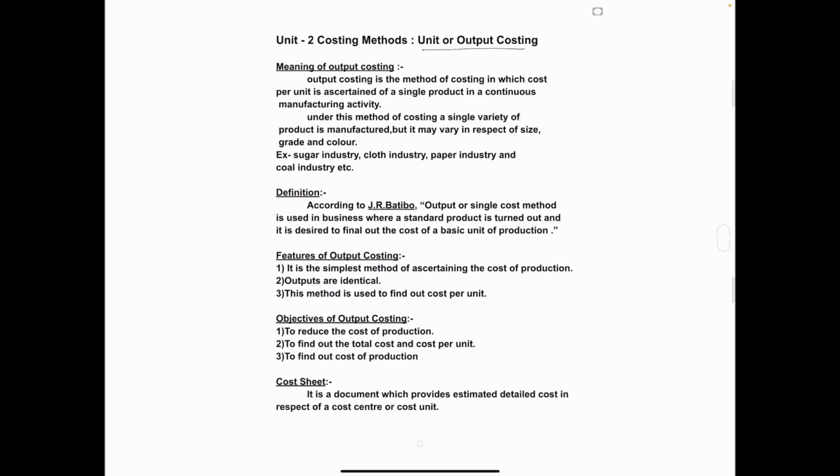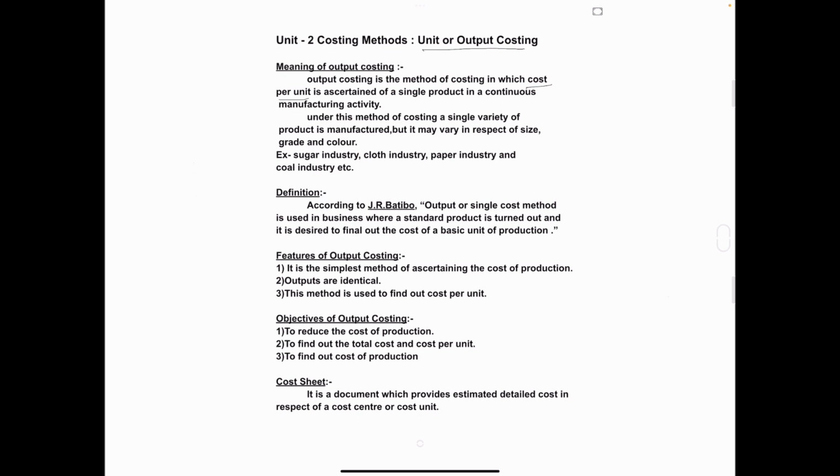In today's video, we will learn unit or output costing. This is the method of costing which is used to find out the cost per unit, and this method is applicable where the production is uniform, means where they produce a single variety of product. The products may change in size, color, shapes, etc., but the industries produce a single variety of product.